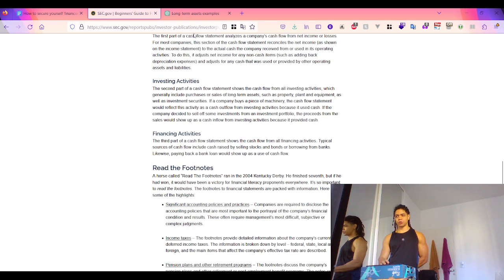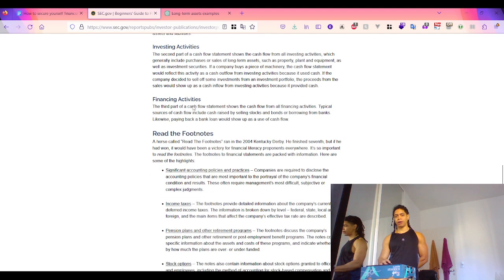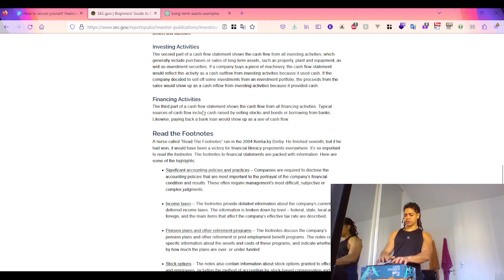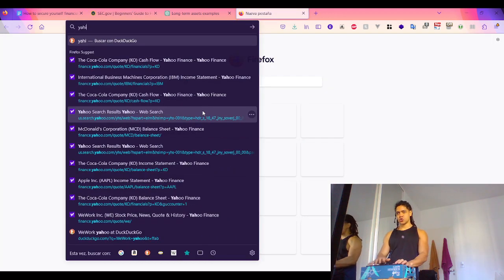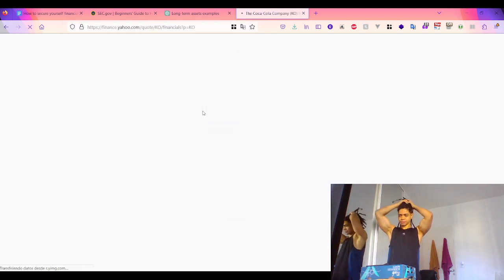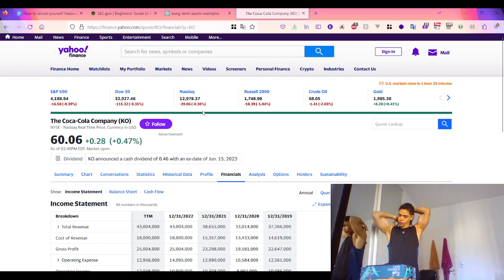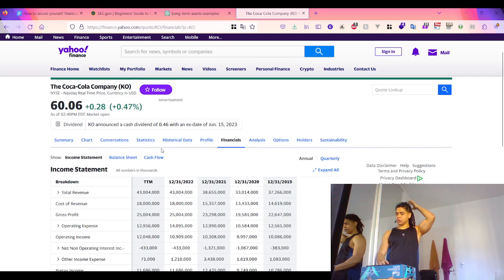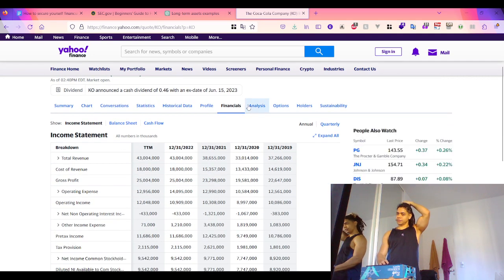Okay, and then I look at the financing activities, the third part of the cash flow statement. So if we look at Yahoo and review the Coca-Cola company here, the financials: income statement, balance sheet, and cash flow.